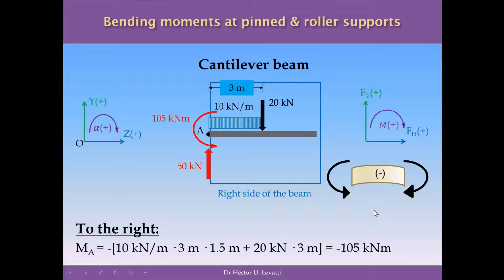So this moment, calculated from the left side of the structure or from the right side of the structure, has the same value, 105 kilonewton per meter, and is negative.